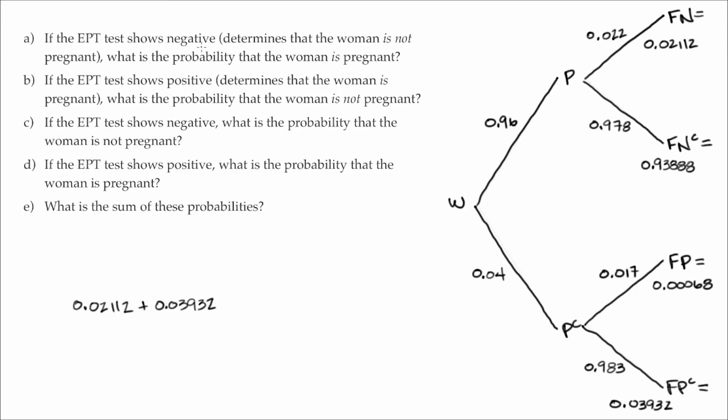So if the test shows negative, it shows it here, and it shows it here. What is the probability that the woman is pregnant? Well, she's pregnant here. That's this group right here. That's 0.02112 over 0.06044. So this comes out to be approximately 34.94%.